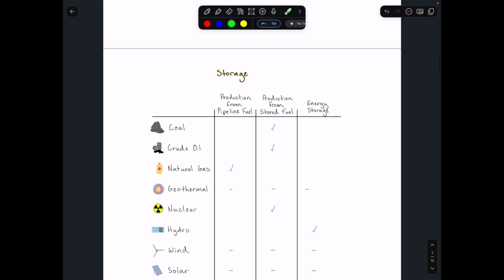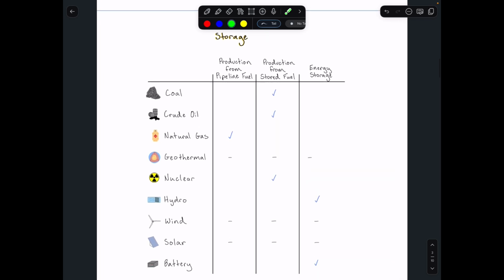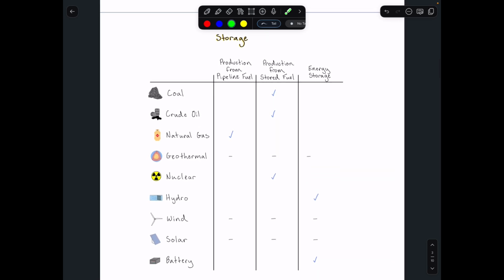Now let's go over the storage capability of the different resources. So production from a pipeline fuel here. This is a power plant that receives a continuous supply of its fuel from a pipeline, and this is really only applicable to natural gas. And this is because natural gas has a very large volume, so it's difficult to store on site. So it's typically transported and stored within pipelines.